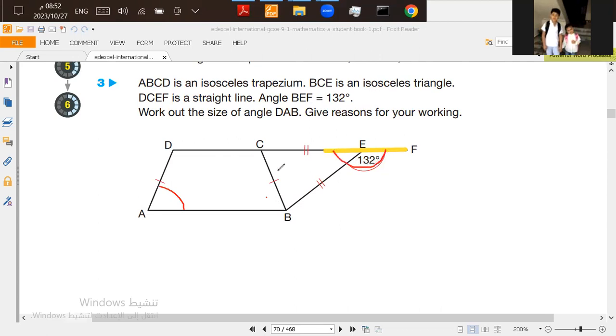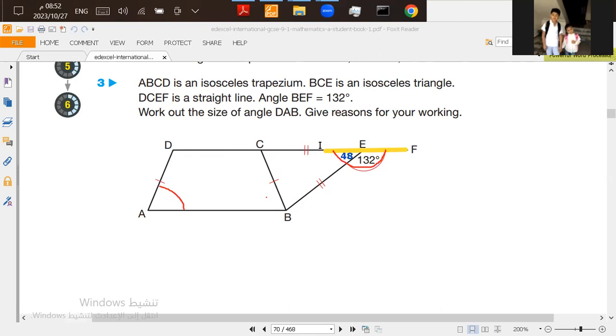So 132, I subtract it from 180, and it's going to be 48. It's going to be 48. So I'm going to write 48 here. You have to focus with me, because this question has a small trick. But you'll understand it because you understand the rules. So this one is 48.